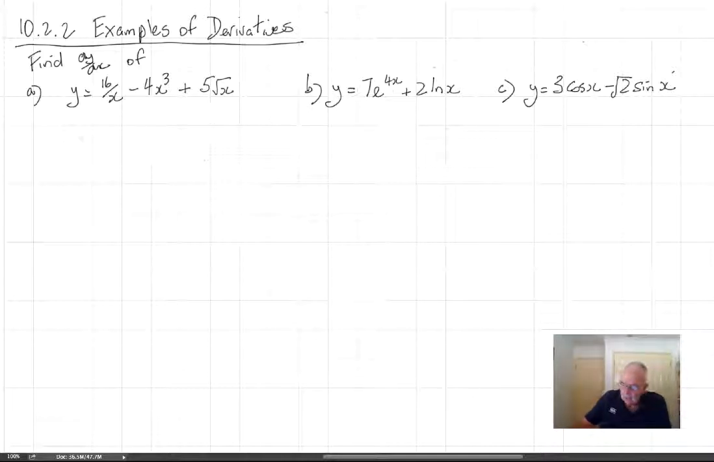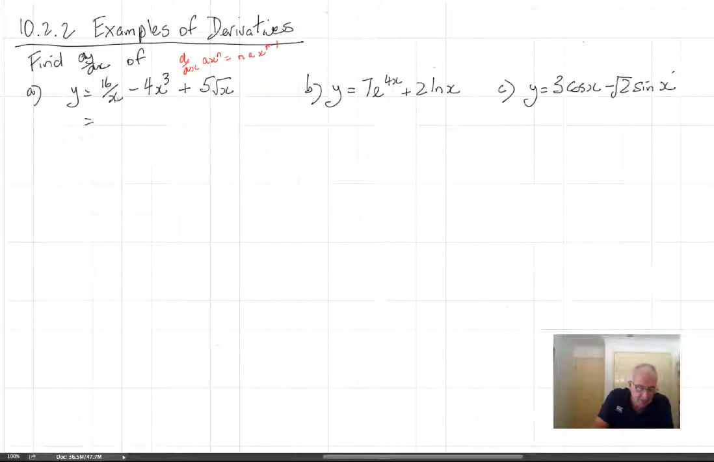We look at the first one here, and we know we're going to apply the rule: the derivative with respect to x of ax to the n equals nax to the n minus 1. So we bring the power out the front, multiply by the a, and then take one off the power. That's how we do these ones. But we've got 16 over x, and we've got the square root of x, so we need to express these terms in the form ax to the n.